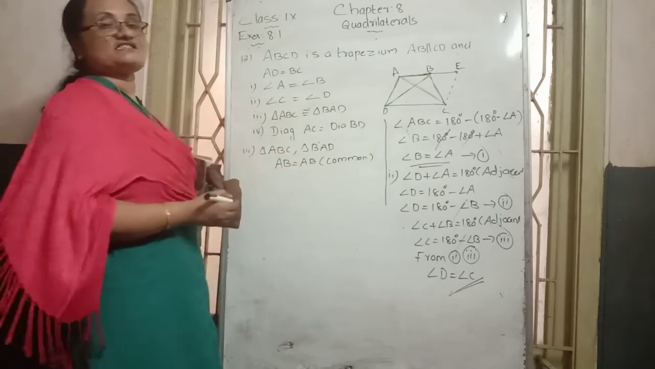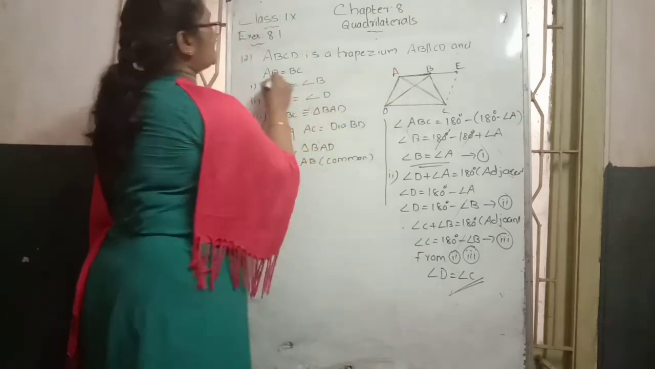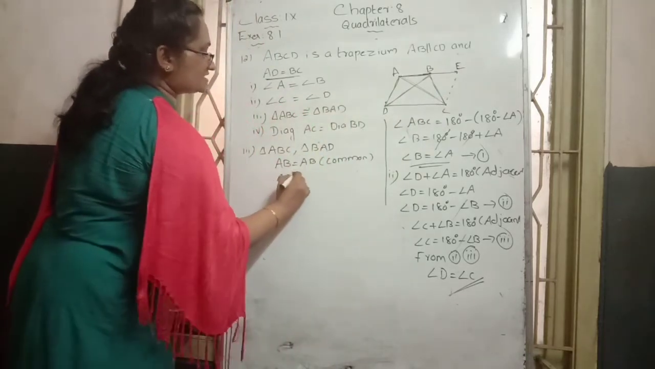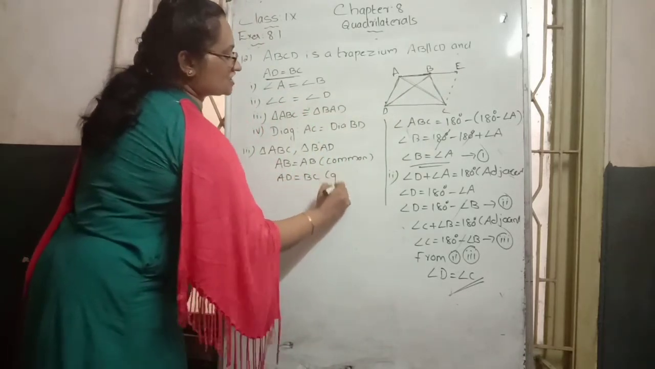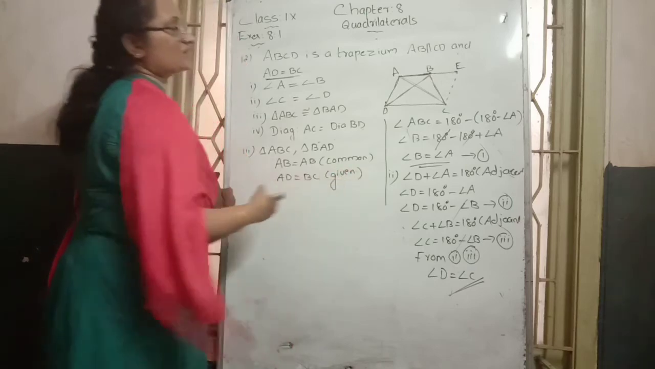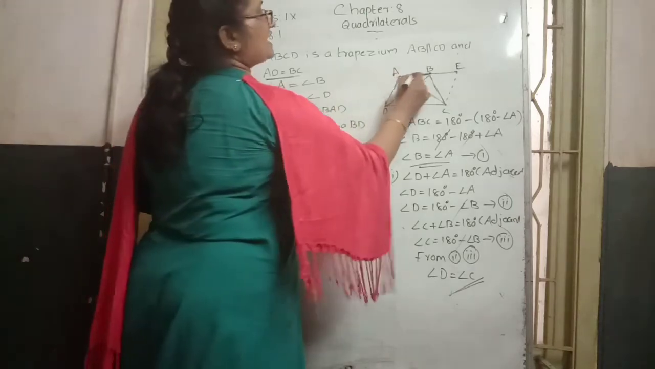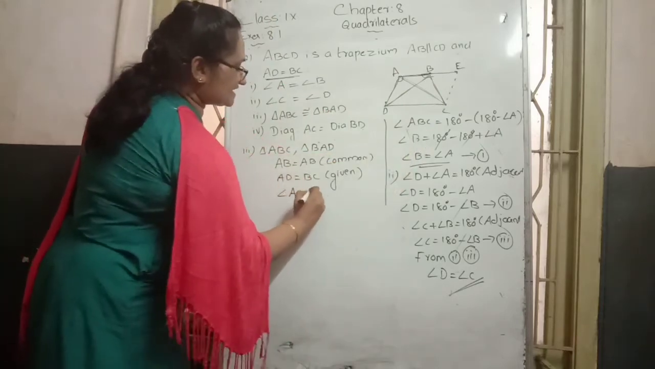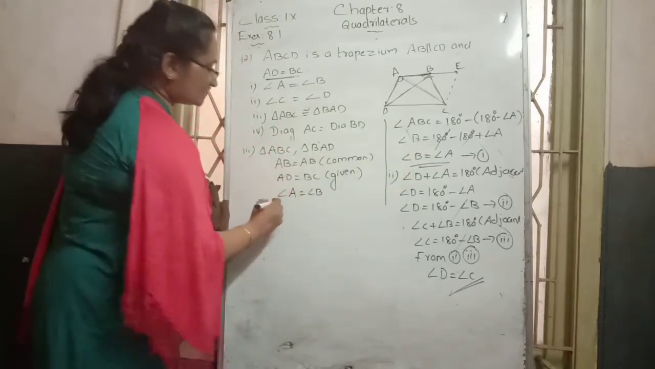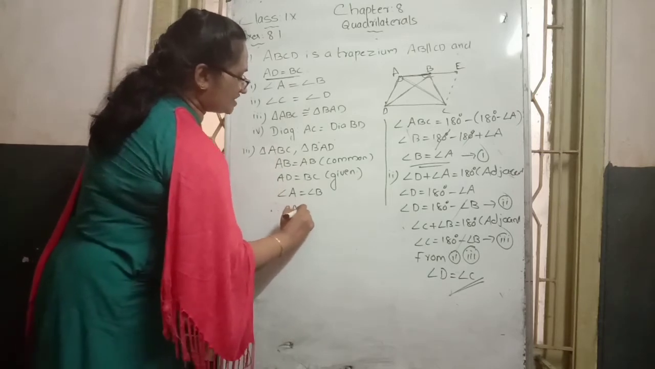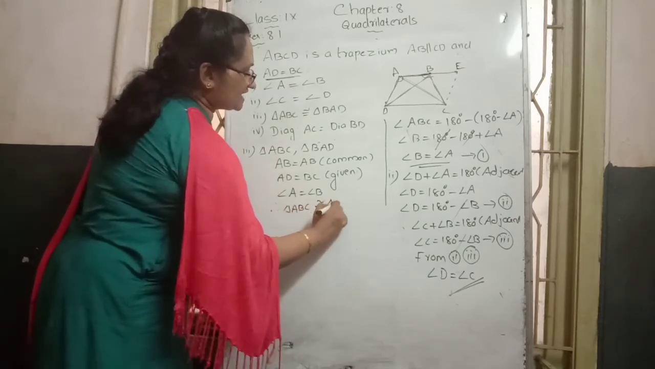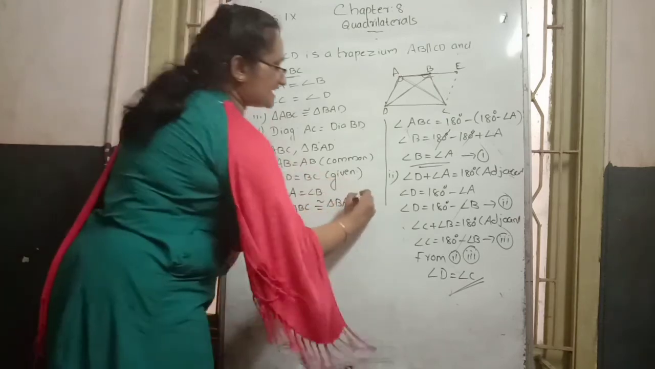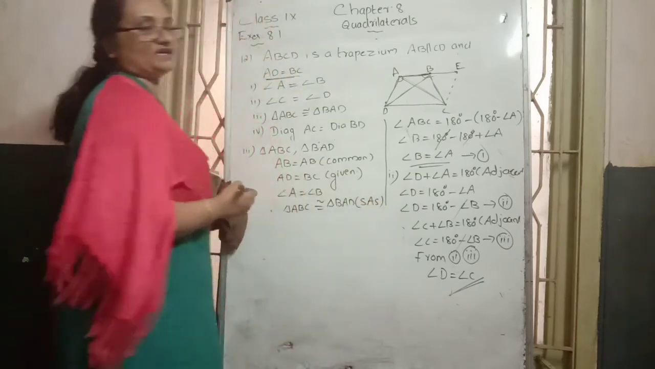Next, what can we say? In the question, the sides AD and BC are equal. AD is equal to BC. It is given in the question. The second condition is also completed. Third condition: angle A and angle B are equal. Already we proved that, so we can say angle A is equal to angle B. Therefore, triangle ABC is congruent to triangle BAD by which property? Two sides and one angle: the SAS property.